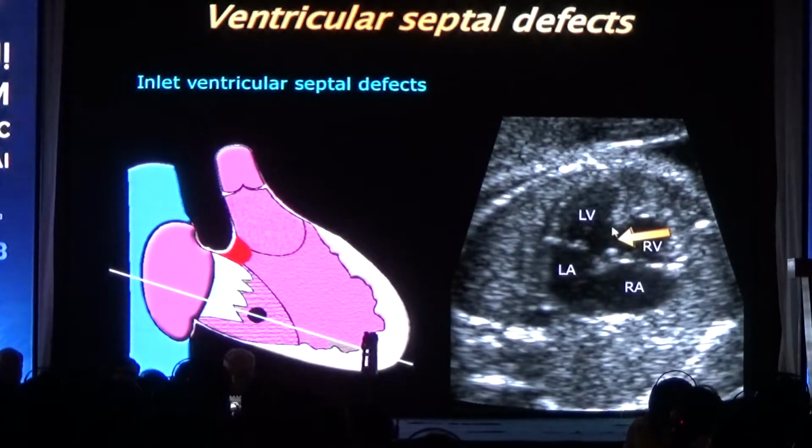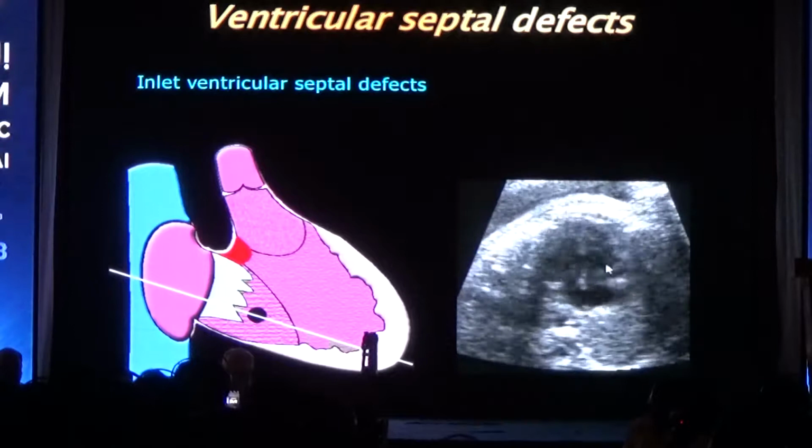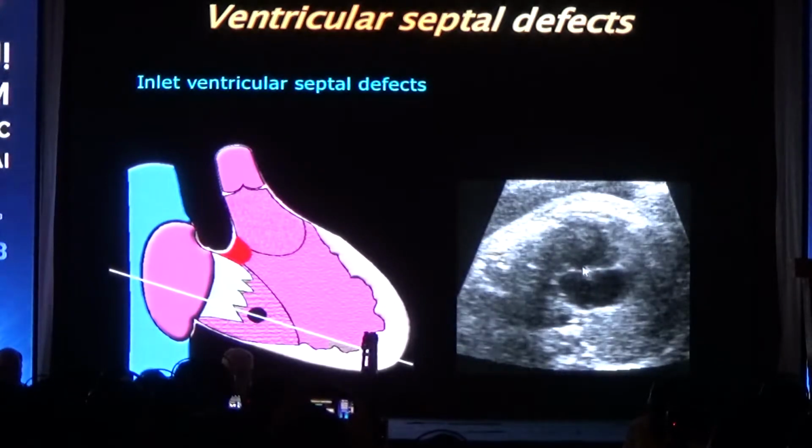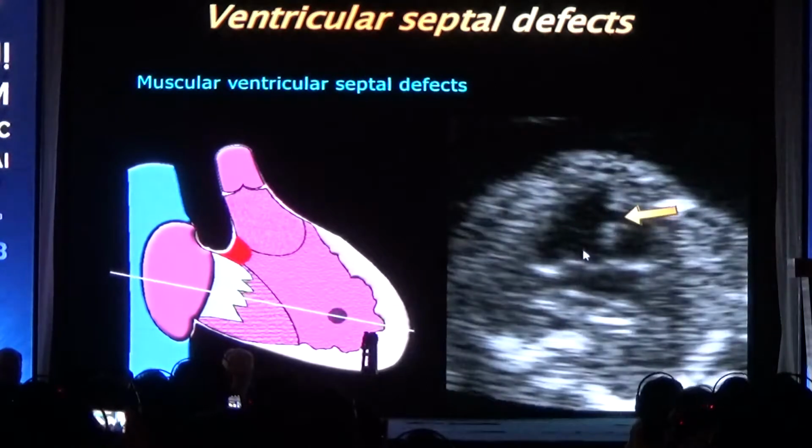So here's an inlet defect. You see a gap over here. You see the communication between the left ventricle and the right ventricle. This is a very large defect. Here you have the same thing, and you also notice the AV valve at the same level. So you have a large inlet defect at this level.